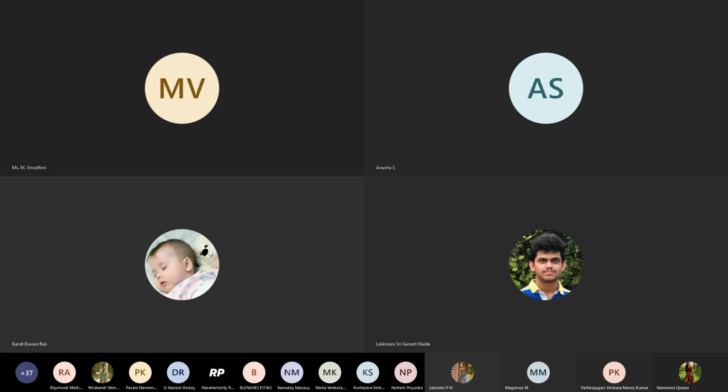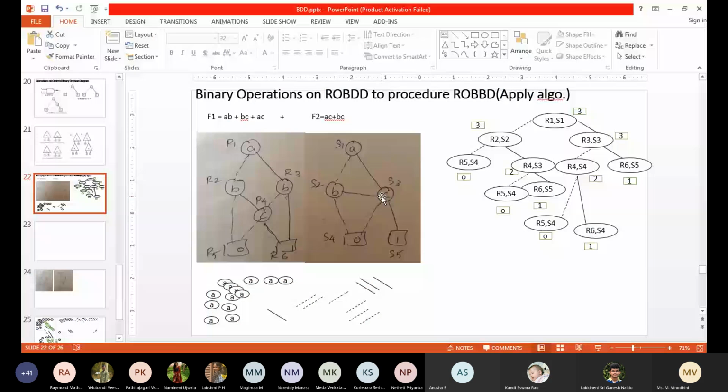The operation is plus, and the third binary operation is multiplication, like OR and AND. So yesterday we took two functions, f1 and f2. First, we drew the ROBDD of f1 separately and the ROBDD of f2 separately. So this is the ROBDD of f1 and this is the ROBDD of f2.